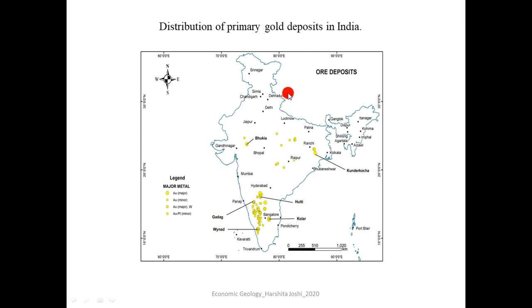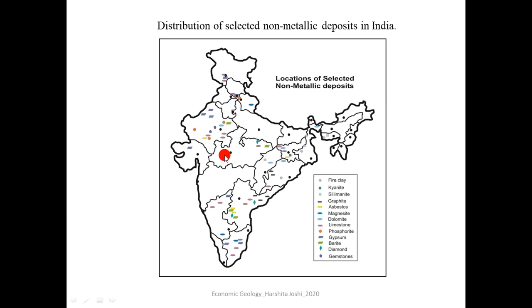Likewise, various gold deposits are also present in India. In fact, in the Pithoragarh region, near Askot, gold deposits are found here also. If we see the occurrence of non-metallic deposits, there are various non-metallic deposits like dolomite, phosphorite, diamond, kyanite. Okay, all these are found all over India in various places.